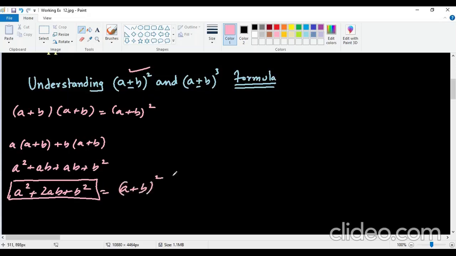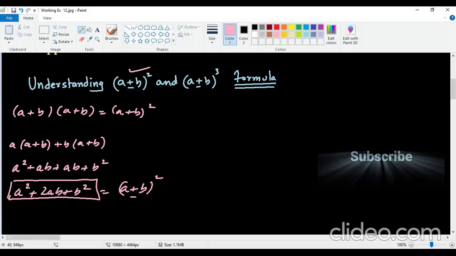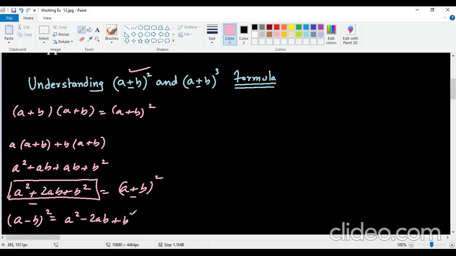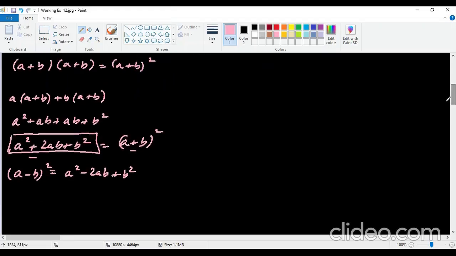In case you have a minus, you will write a minus here. Or in a way, I can say that a minus b whole square is going to be equal to a square minus 2ab plus b square. And in case you have a plus sign in between, a plus b whole square is going to be a square plus 2ab plus b square. So the only difference is if you have a minus here, you will write a minus here. If you have a plus here, you will write a plus here.